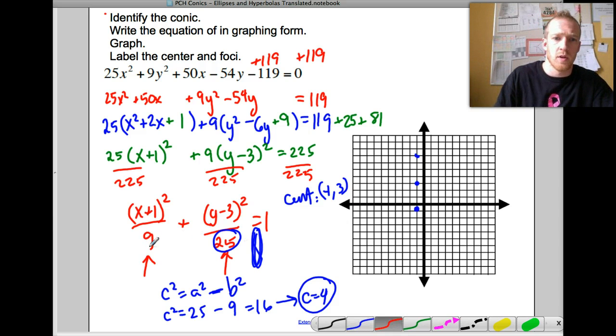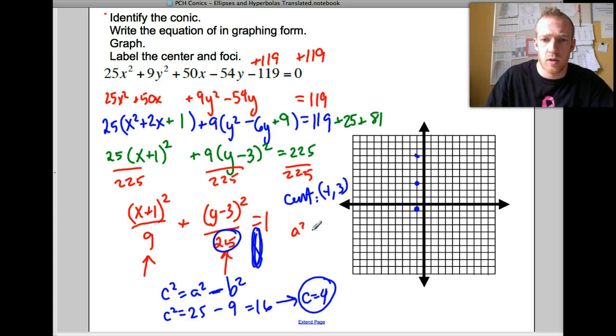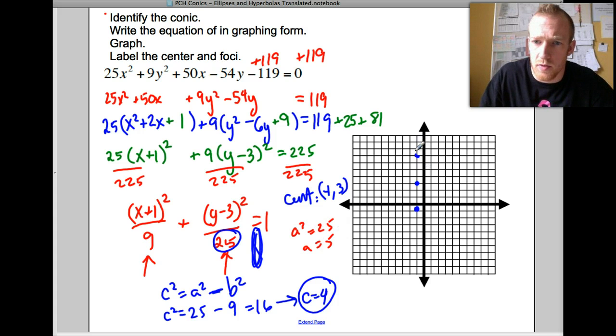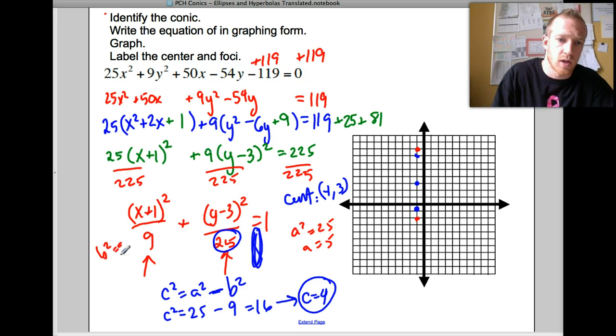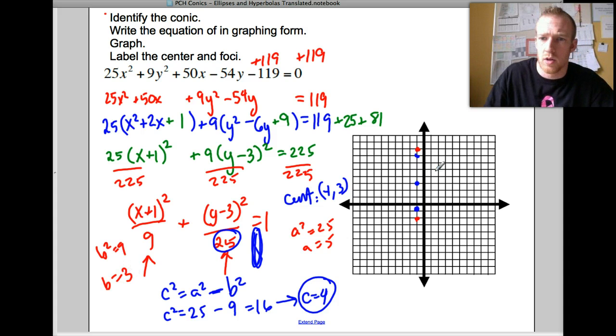And then we have to do our a and our b. This is a squared, so since a squared equals 25, a equals 5. So there's 5 up from the center, and then 5 down from the center gives us this. And then b squared equals 9, so b equals 3. So we're going to go 3 over, and there's 3 from the center.